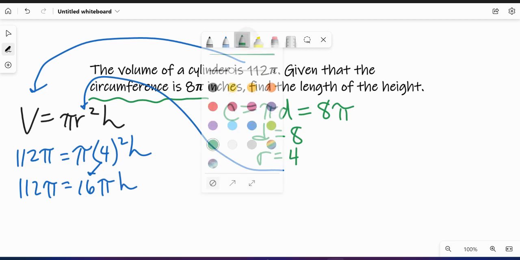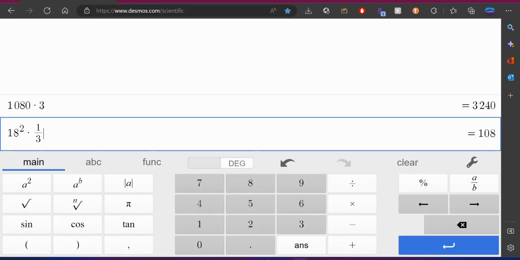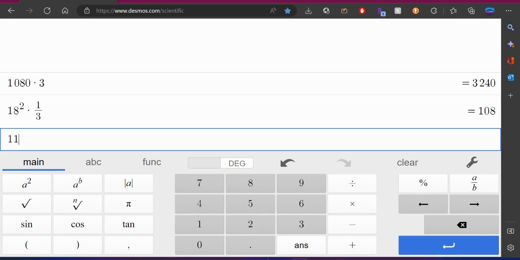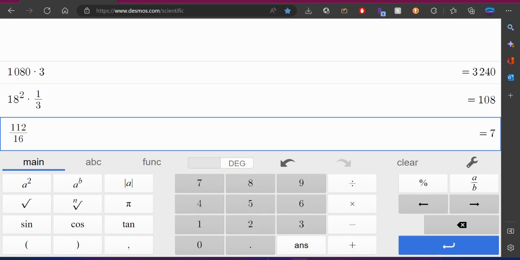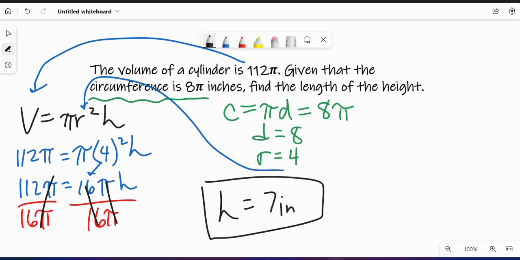Divide both sides by 16 pi. And 112 divided by 16 is 7. So these cancel, all these cancel. 112 divided by 16 is 7. So the height is 7 inches. Make sure you include your units.